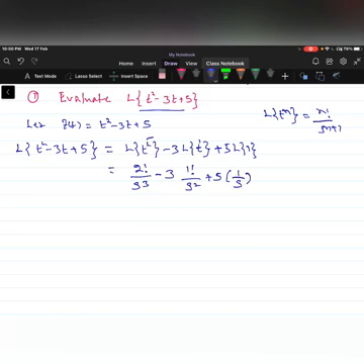1 by s. So this can be written as 2 factorial is 2, 2 by s cube minus 3 by s square plus 5 by s. So this is the Laplace transformation of t square minus 3t plus 5.